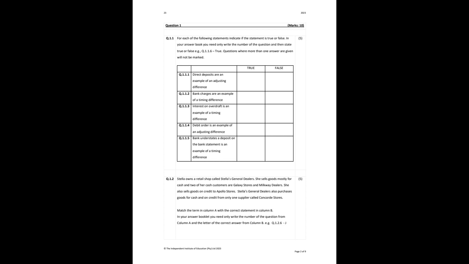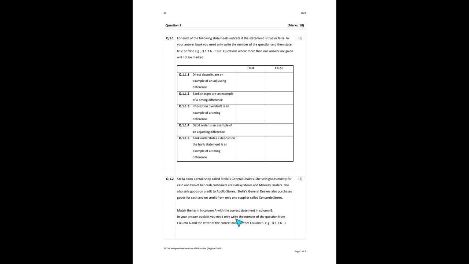Okay, so question 1 is quite straightforward. Question 1.1, true or false. You must follow the instructions. So they tell you here, all you must do is write down the question number, and then next to the number, write true or false. You don't have to reproduce the whole table. And then question 1.2 is match the column, the term in column A with the correct statement in column B.